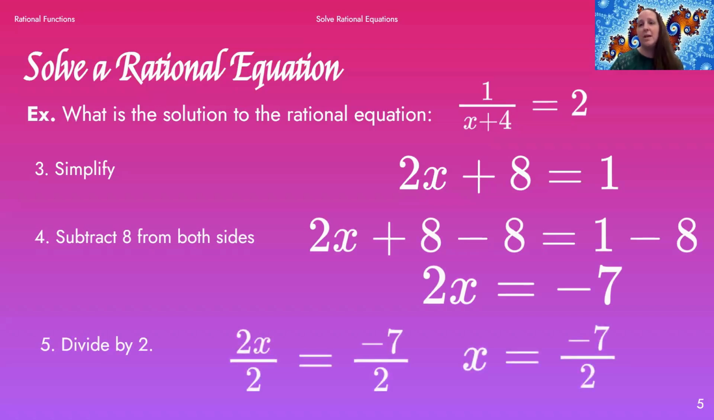So if I substituted x equals -7/2 into my left-hand side of my equation, I would get that it equals 2 when I simplify it.